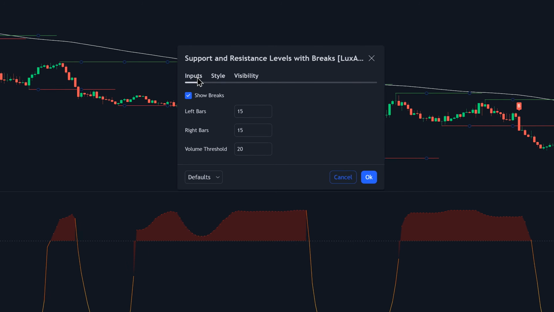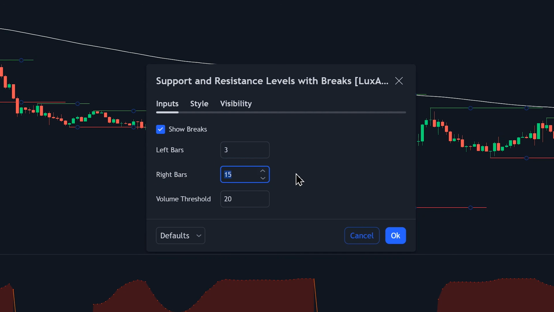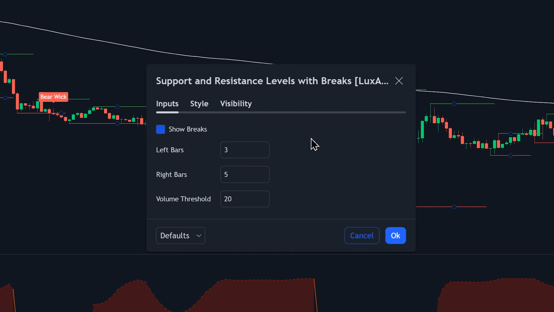Then on the inputs tab, you want to reduce the left bars value to 3. And then for the right bars, you want to change it to 5. You also want to disable the show breaks option and then click OK.